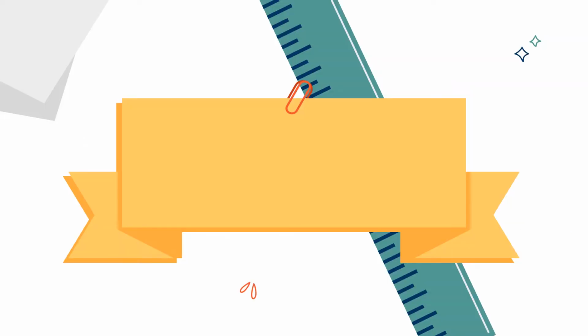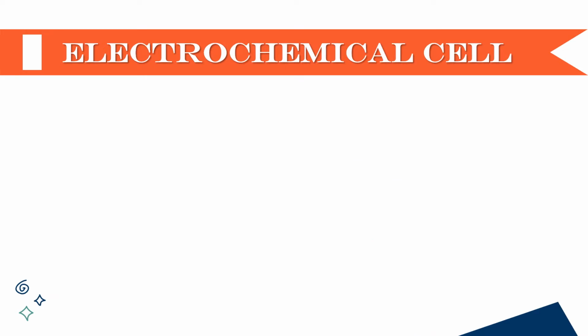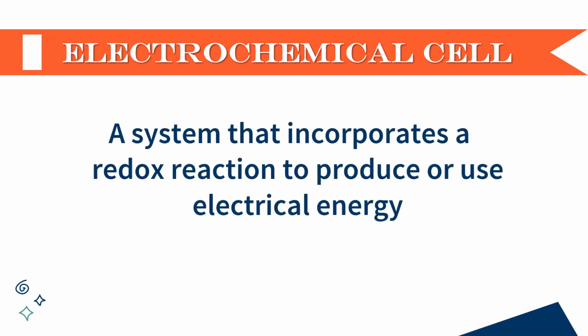To study electrochemistry, to look at the changes between electrical power and chemical reaction, we're going to observe using an electrochemical cell. So what is an electrochemical cell? It's a system that incorporates a redox reaction to produce or use electrical energy. What does it mean when it says a redox reaction to produce or use electrical energy?